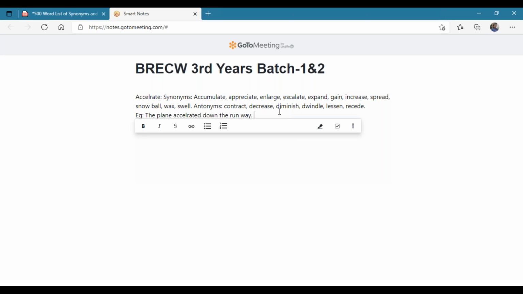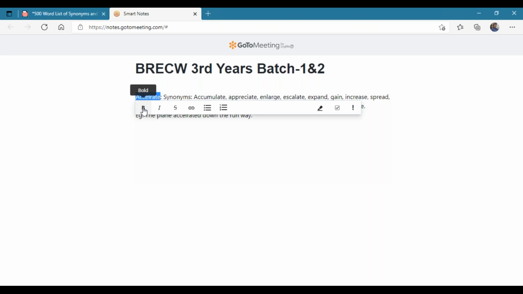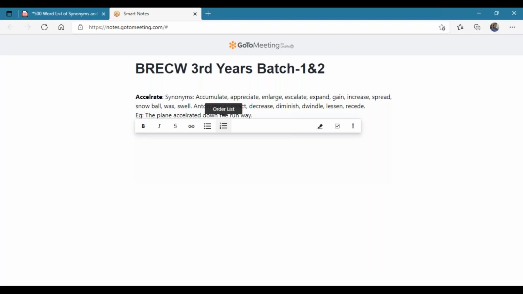Okay, the plane accelerated down the runway, in the sense the plane moved forward. That's what it means to say. So this is the main word, accelerate.